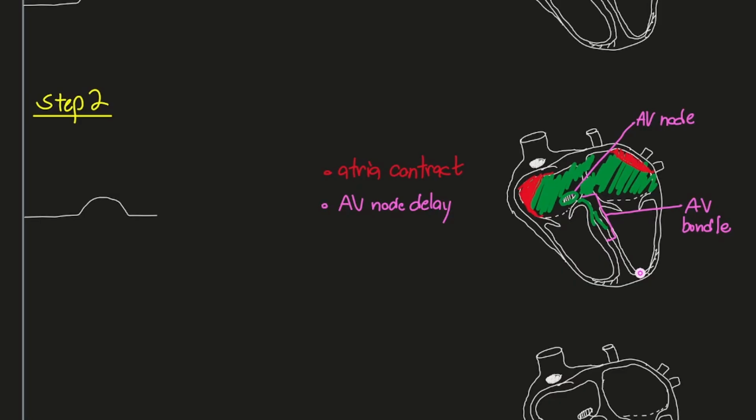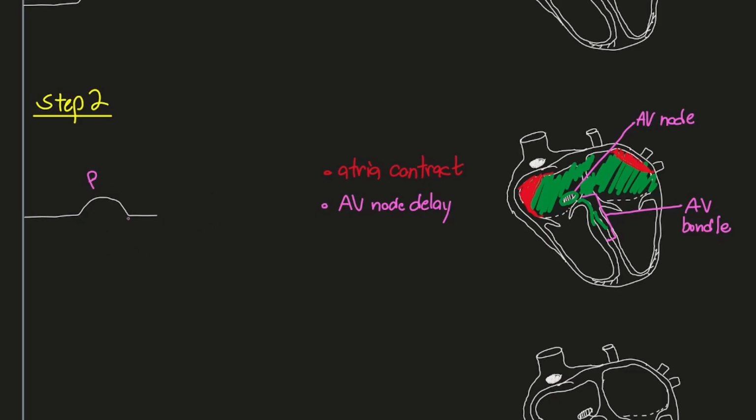So step 2 encompasses a lot. It's having the atria contract, the AV node delaying so we have enough time to get all our blood into the ventricles, and it's showing a lot of our blood movement here. It's showing half of our blood movement within the heart, from the atria to the ventricles. Now we can turn our attention to our EKG. We can see our P wave here is complete, which I'll label just P.